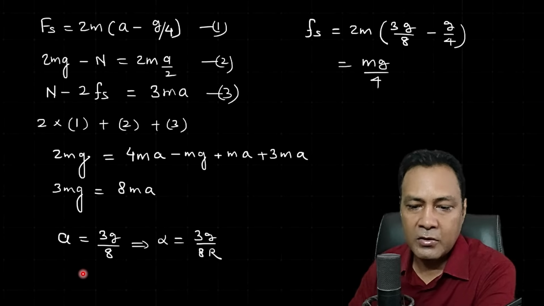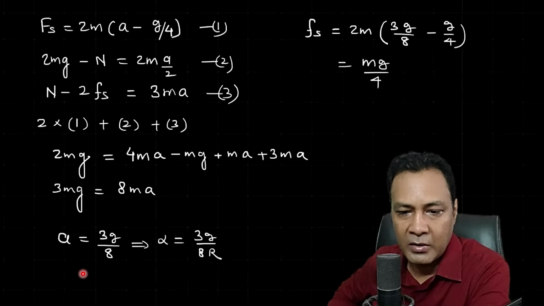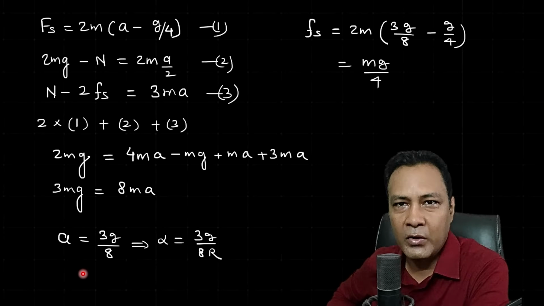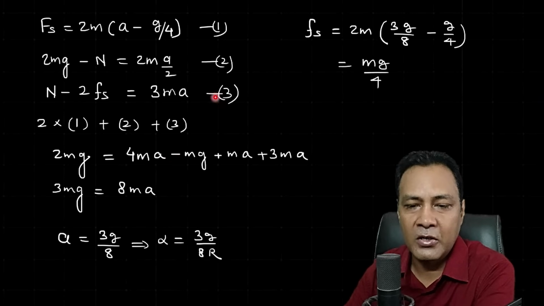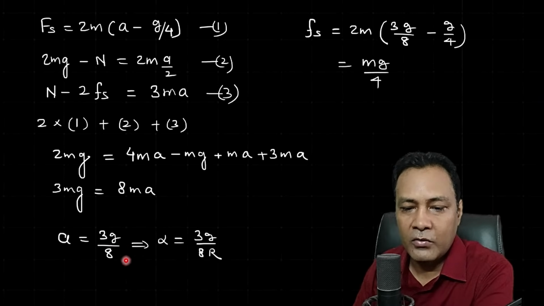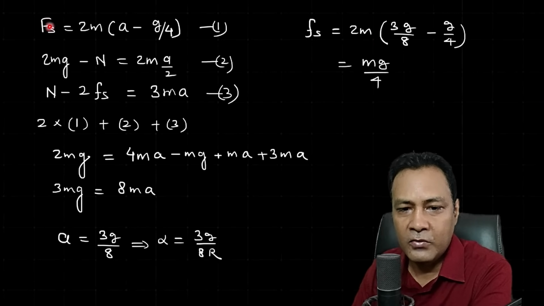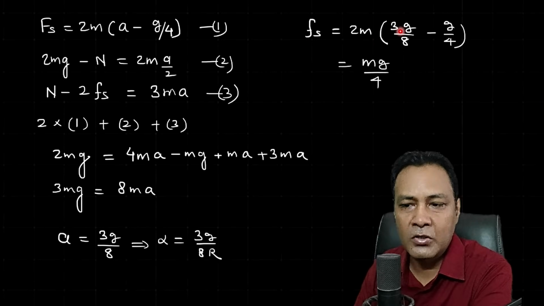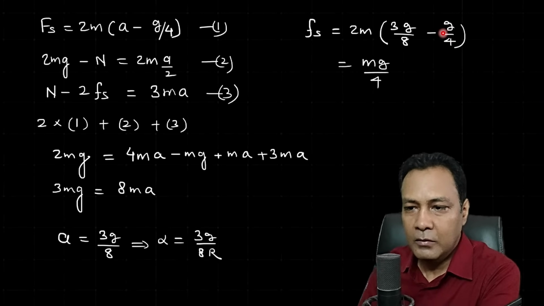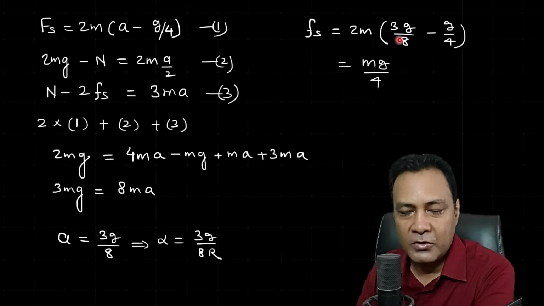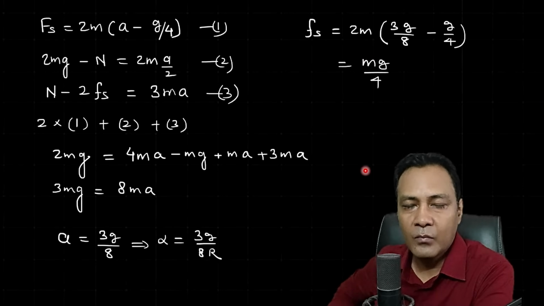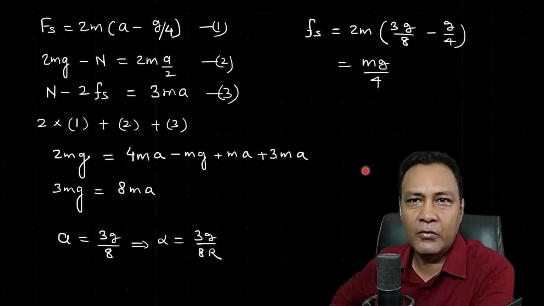So a is 3g/8, and alpha is equal to a/r, that is 3g/8r. And we can put this value of a in the first equation. Fs is equal to 2m, in place of a put 3g/8, minus g/4. Just rearrange and you will get the friction equal to mg/4.